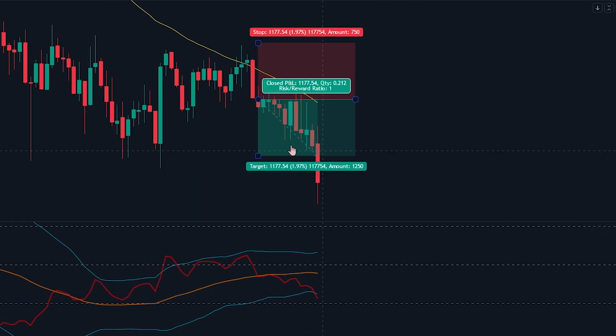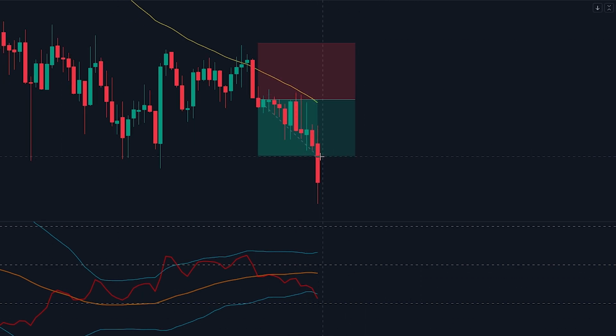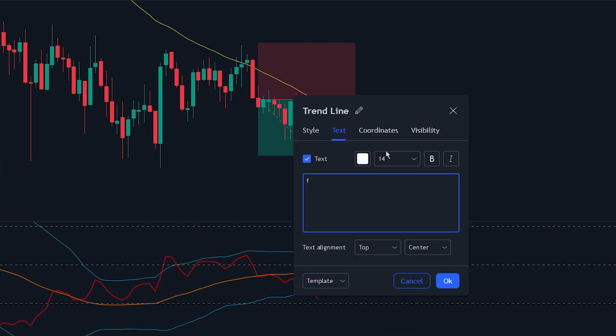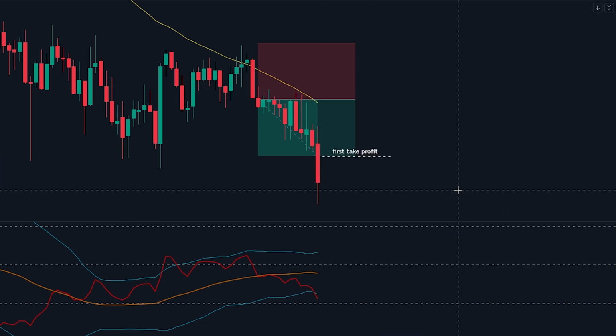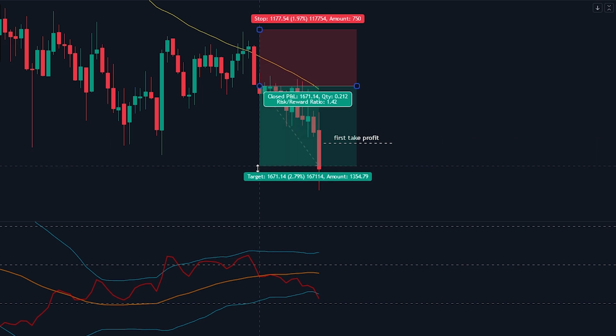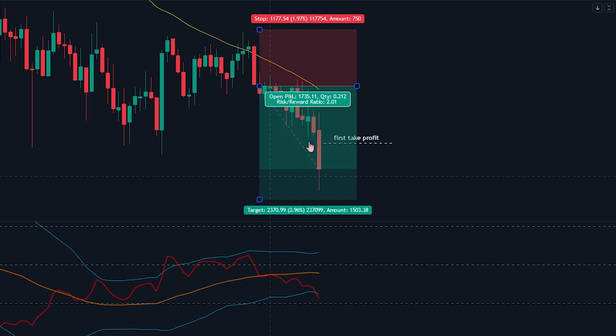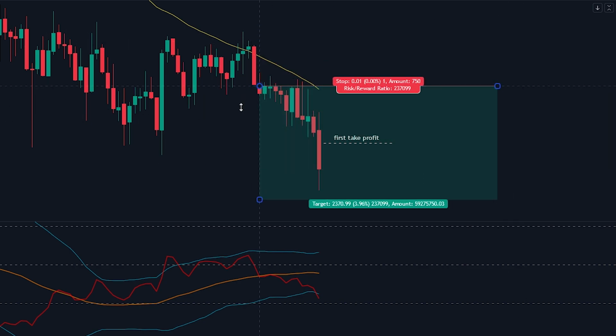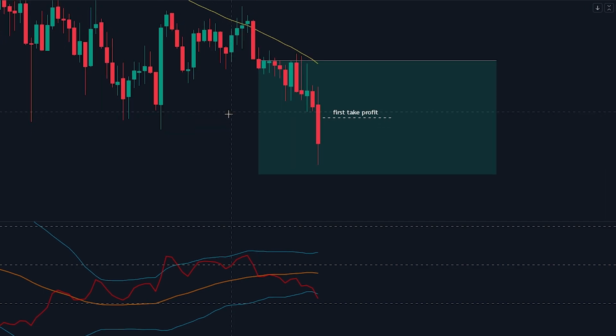The first take profit target has been met, meaning that we can now move our take profit and aim for a 2 times risk-to-reward ratio. Now that we have done that, we will also be moving the stop loss to break even to avoid losses. Now let's see how the trade plays out.